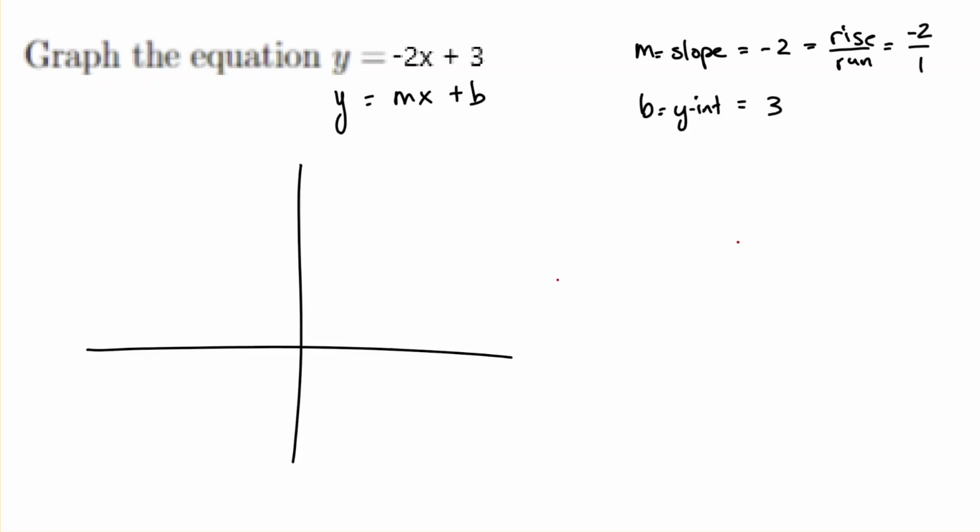So then when I'm graphing it, you graph the y-intercept first. You go up 3. It hits the y-axis here. And then to find the next point, you use the slope. It says you rise, you go down by 2 to go over by 1. Gets us this next point here. And that's how I'd graph this equation.